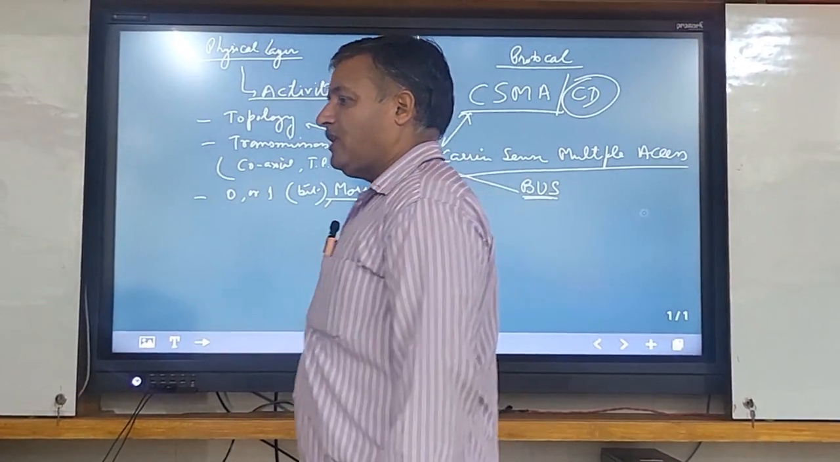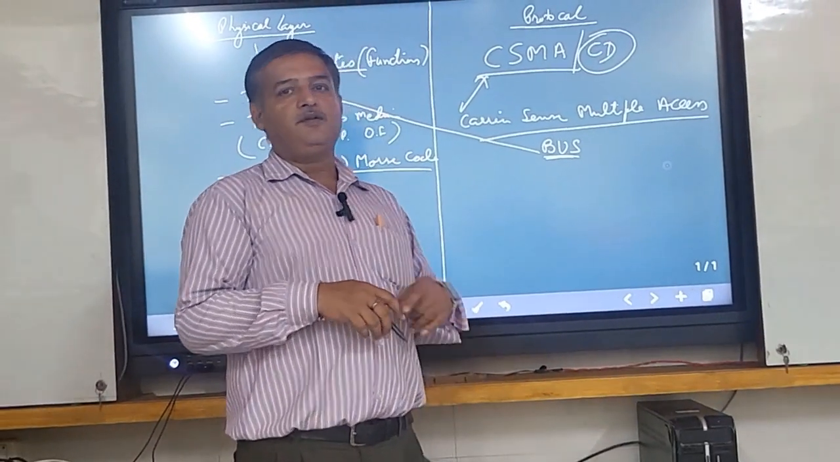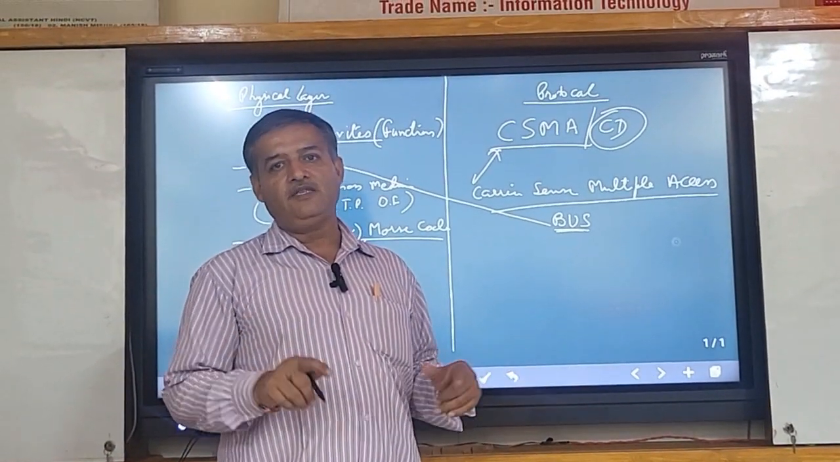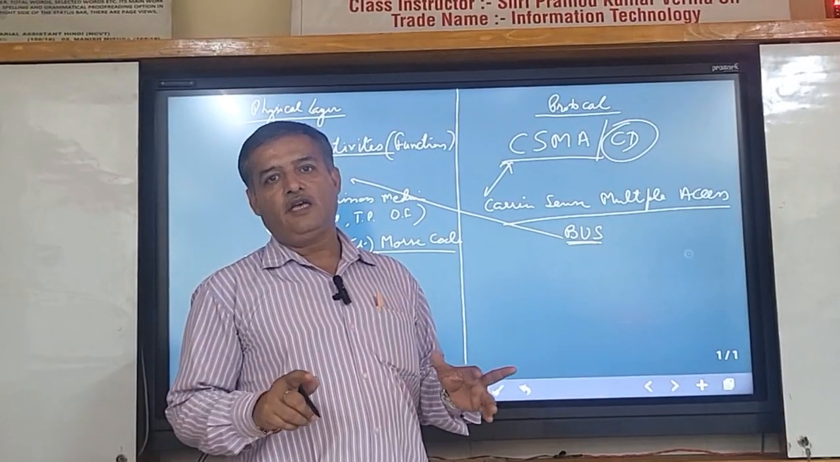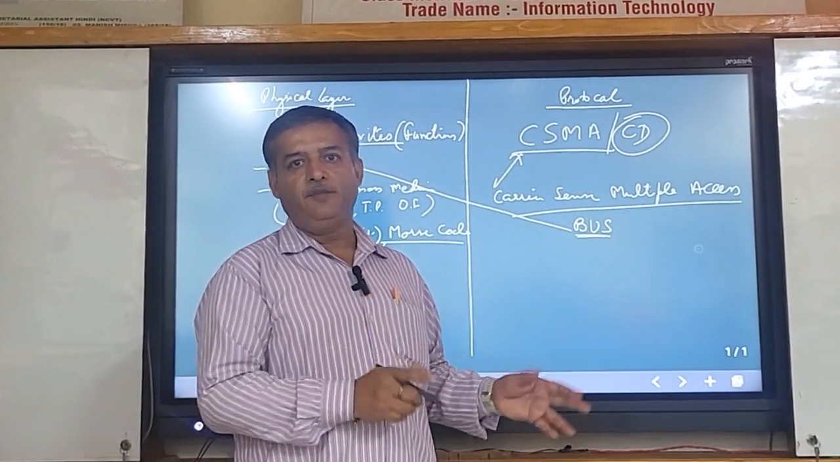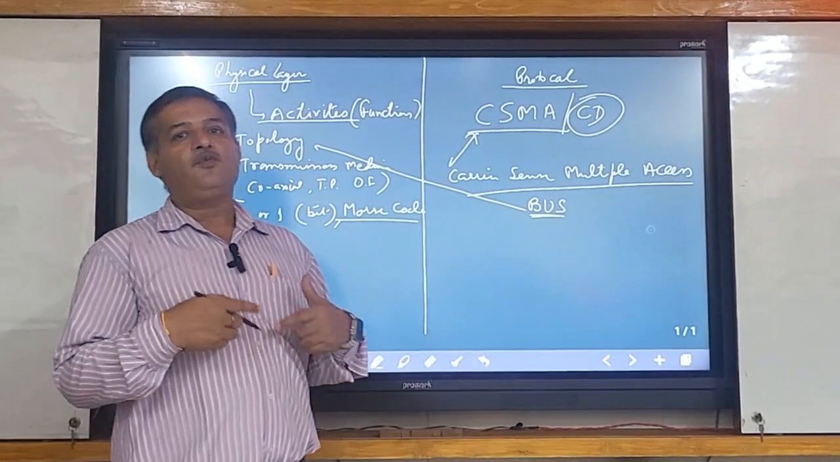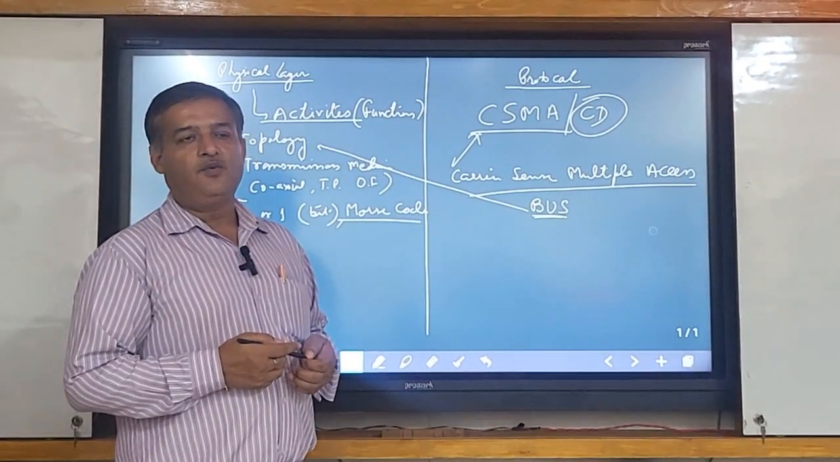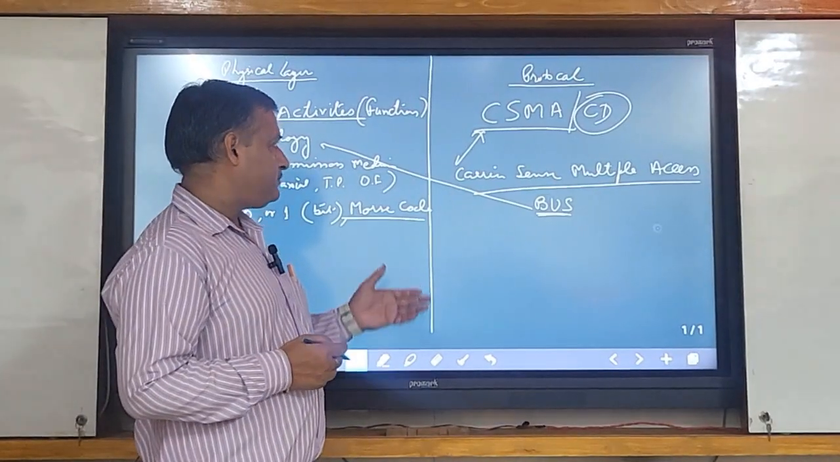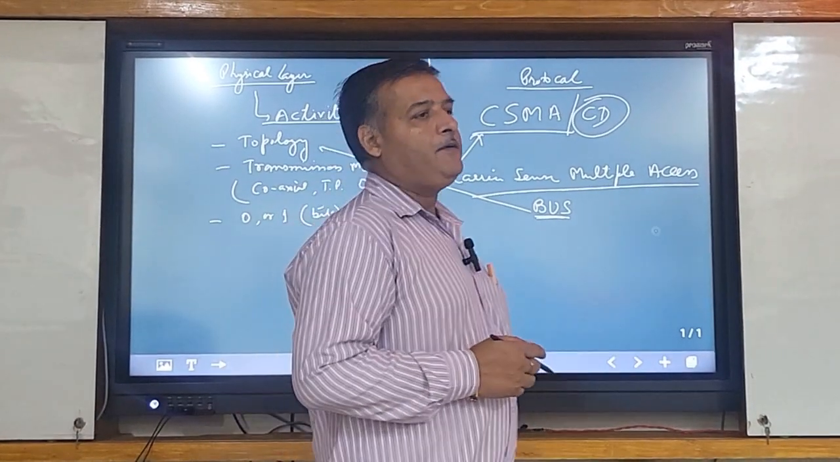So collision detection is again a mechanism in which, if a collision occurs, the transmitter as well as the receiver get the acknowledgement that something wrong has happened in the transmission link, and you have to reconsider transmitting the data again. So this was the complete concept of the physical layer.